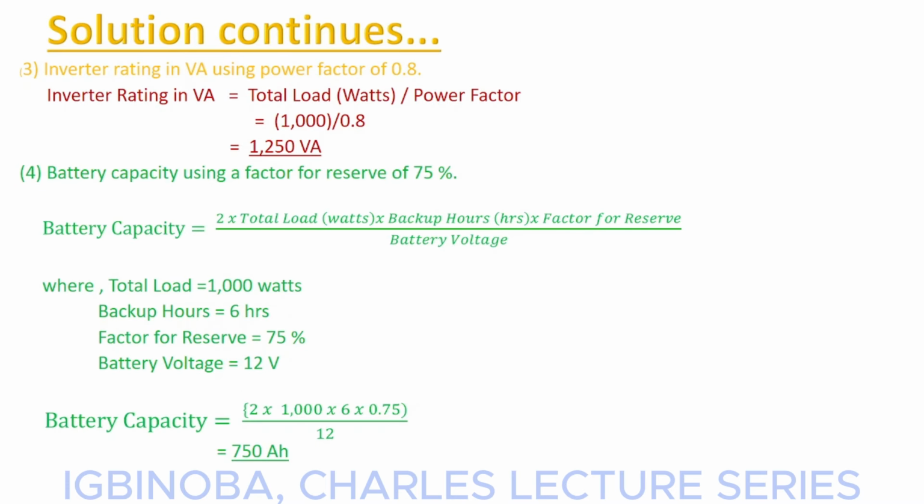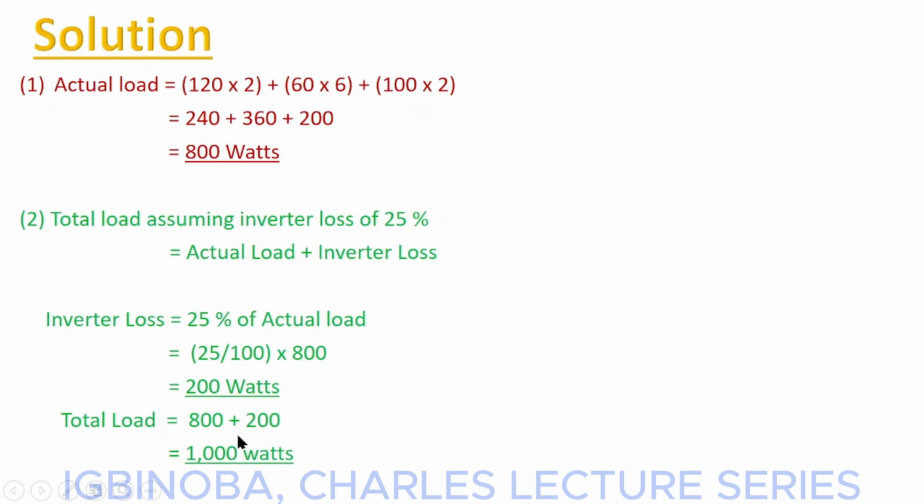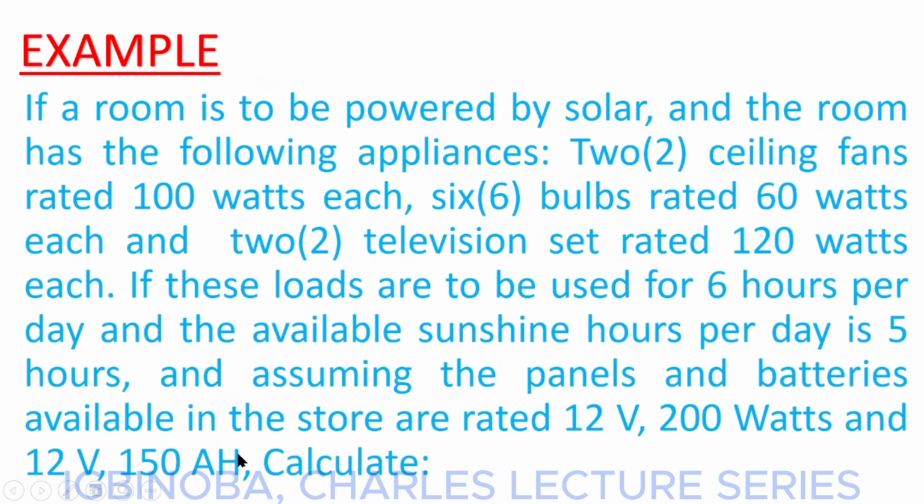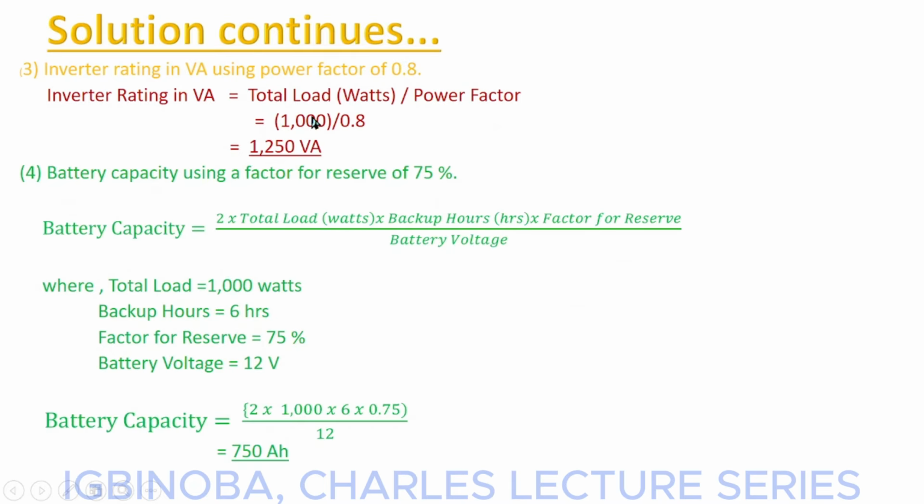The next question we are going to calculate is the inverter rating in volt ampere using a power factor of 0.8. So inverter rating in volt ampere is equal to your total load in watts divided by your power factor. So our total load, if we go back, is equal to 1000. So extract it, put it here, we have 1000 divided by our power factor, given to us as 0.8.